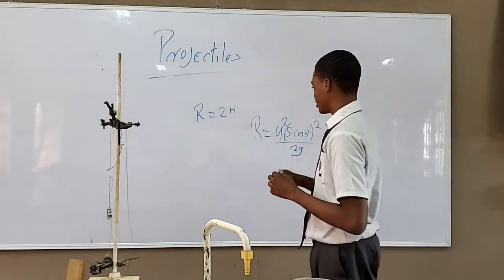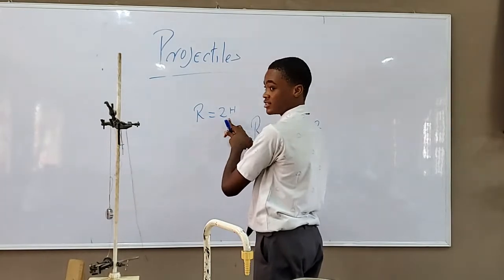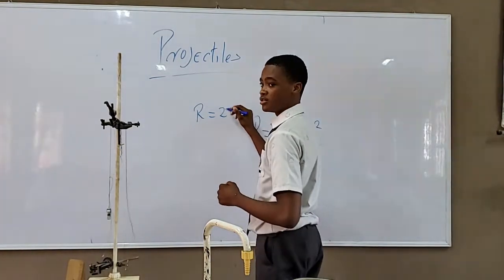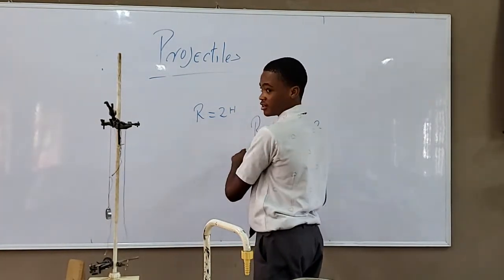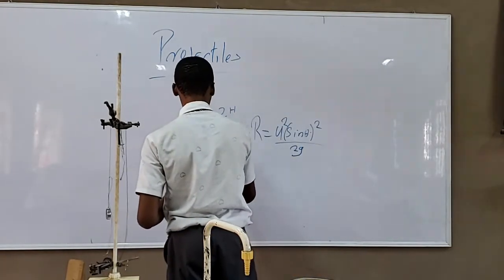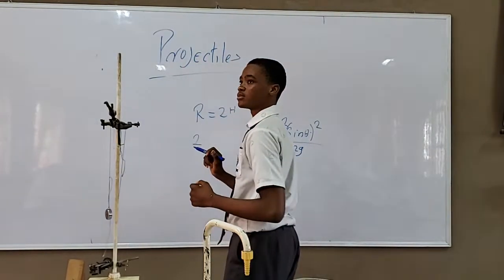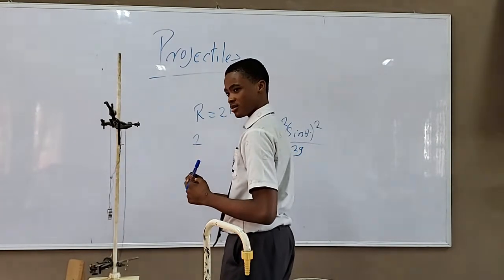Okay. Then it's twice the height. R is twice the height. So we put this in here as... What's your age? Same.